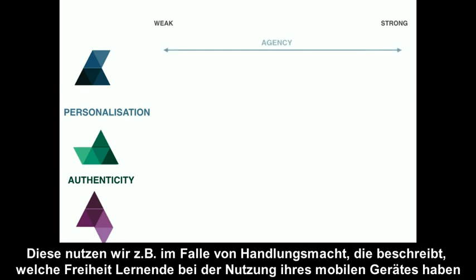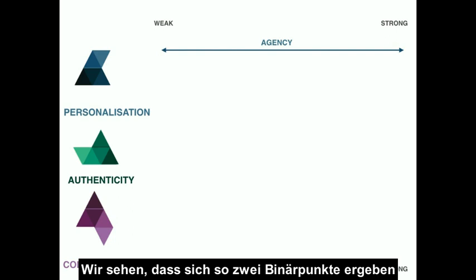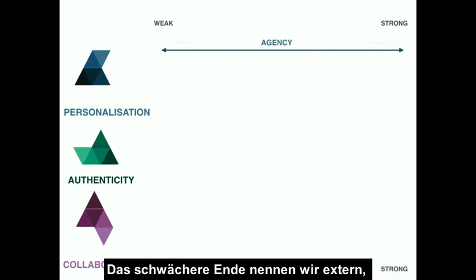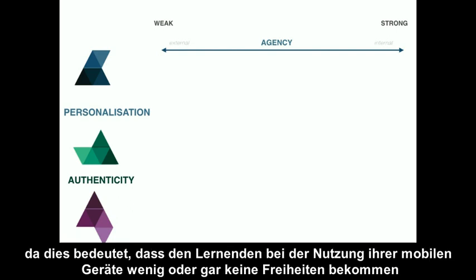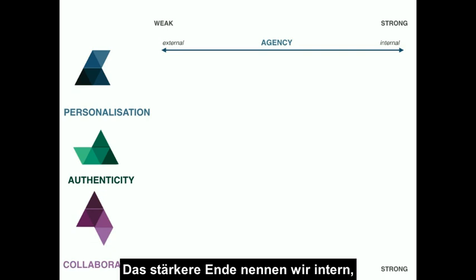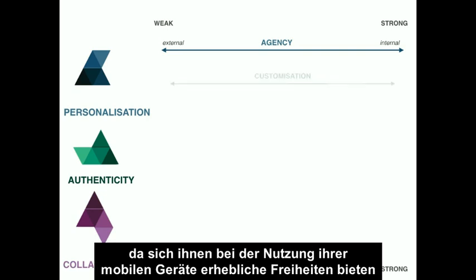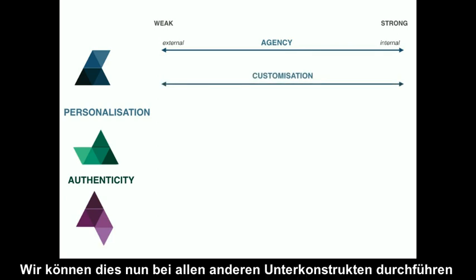And so, for example, in the case of agency, which describes how students have choice and freedom to use their mobile device, we can see that there will be 2 binaries. At the weaker end, we call this external, because at the weaker end it means the student has limited or no choice over how they use their mobile device. And at the stronger end, we call it internal, because they have considerable choice over how they use their mobile devices. Now we can do this for each of the other subconstructs.